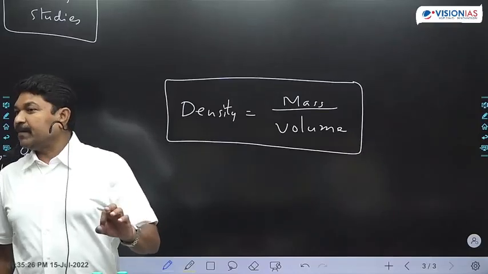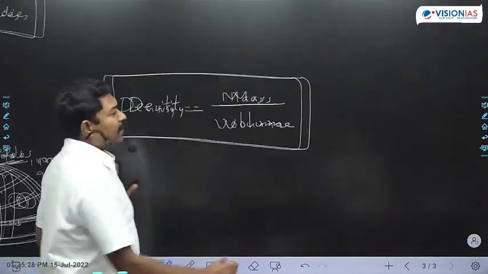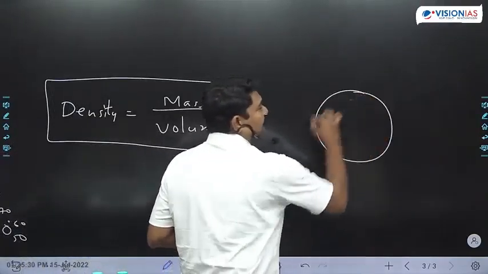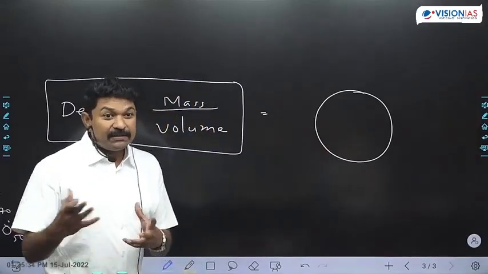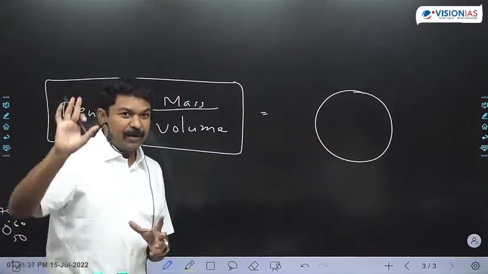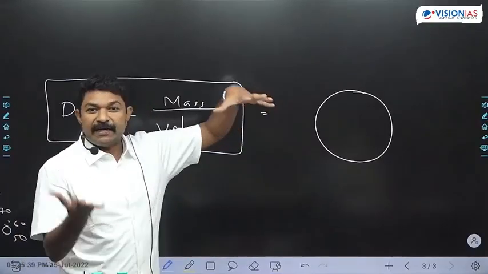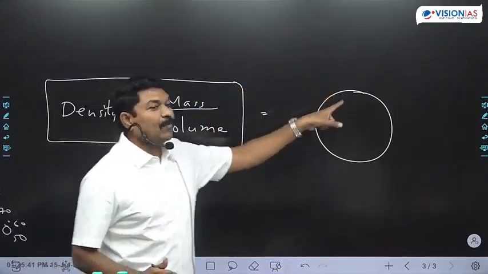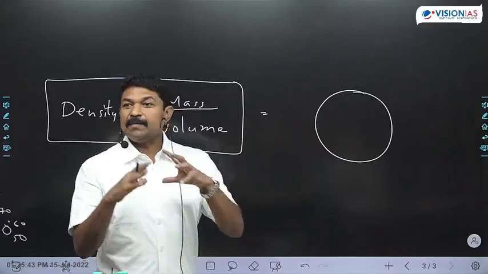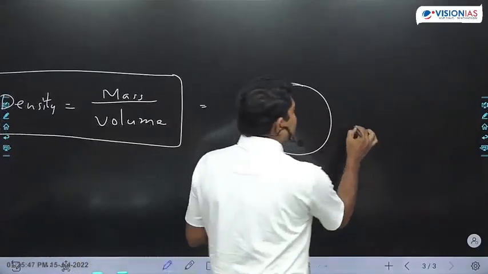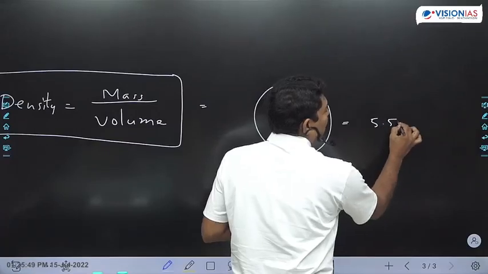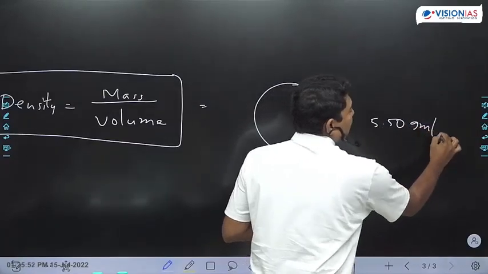What the scientific community did, they calculated the mass of the earth. They also calculated the volume of the earth. When they calculated the mass and the volume, they came to know that the density is 5.50 grams per cubic centimeter.